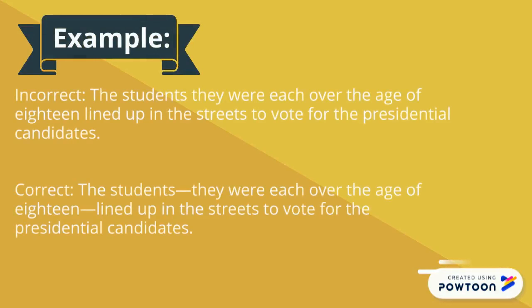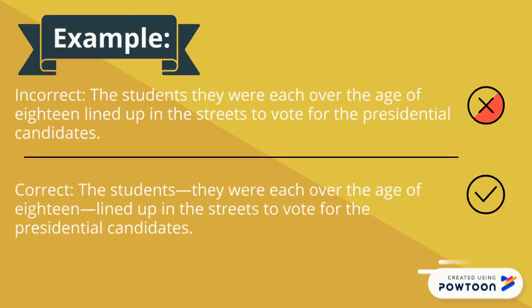Example. The students, they were each over the age of 18, lined up in the streets to vote for the presidential candidates. To correct the sentence, add a dash after students and one before lined, so we put emphasis on they were over the age of 18.